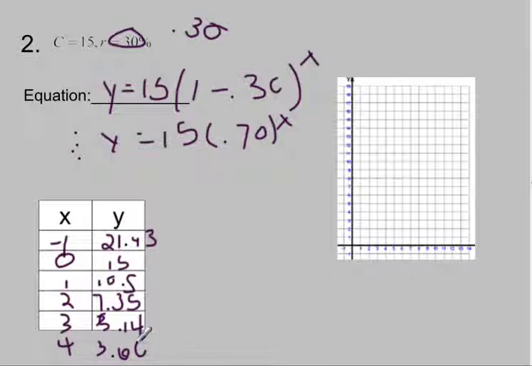So now we're going to plot those. Going over 0 and up 15, we're going to cross that point right about here. Then over 1, up 10.5, so halfway to 11. Then over 2, up 7.35, just a little past 7. Then over 3, up 5.14, barely past 5. And then over 4, up 3.60, just over halfway to 4. So this is going to be coming on down slowly, but again, it's not going to cross that x-axis. You want to make sure that you don't do that.